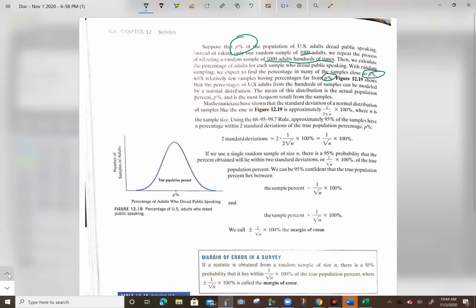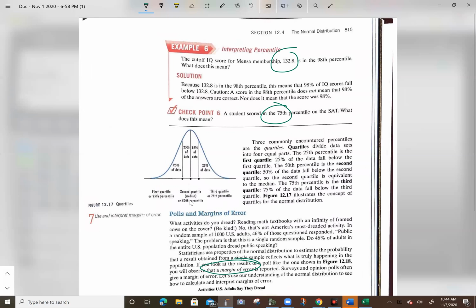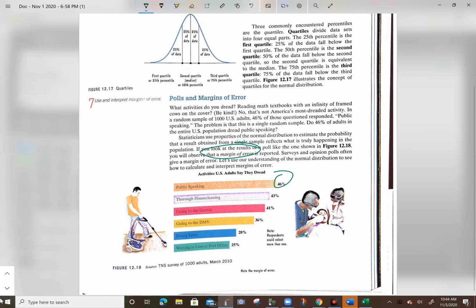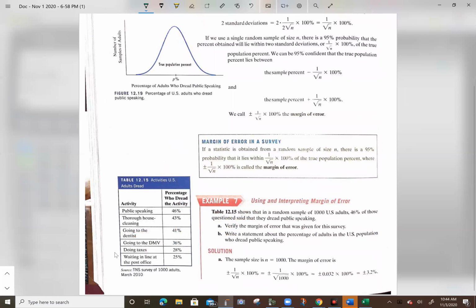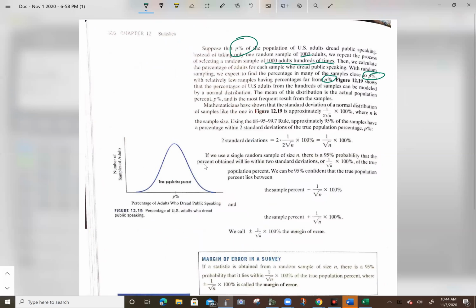That number was, where's that? 46%. Okay, so we are thinking that most things are going to be close to that 46%. So P is 46%. All of those samples should be really close to 46%. Figure 12.9 shows that the percentage of US adults is described by a normal distribution. The mean of this distribution is the actual population percent, which is 46%, and is the most frequent result from the sample. So that's interesting.